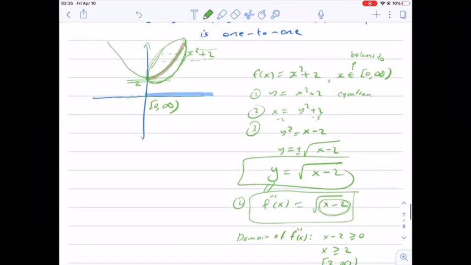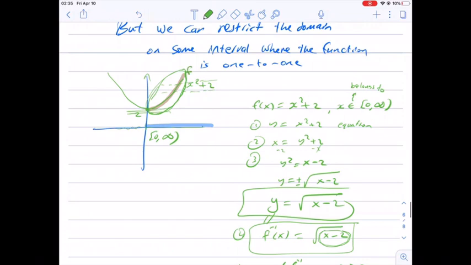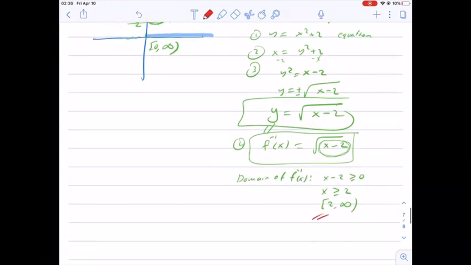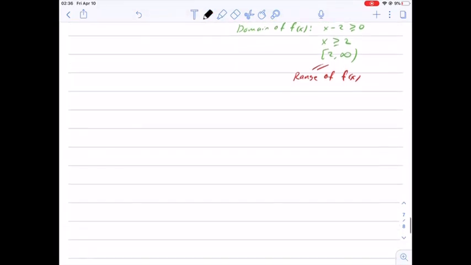The domain of f inverse is the range of f. And as we can see, this is the function f, and the range is from 2 to infinity. So this is equal to the range of f. Okay. One more example.